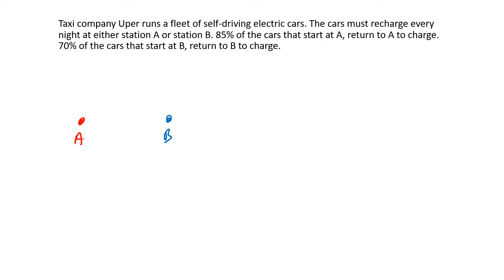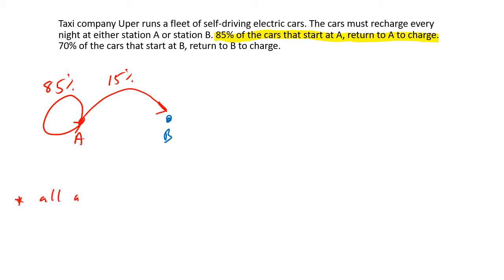And let's have a look at our first sentence. We said 85% of the cars that start at A return to A to charge. So starting at A, returning to A is 85% of the cars. Well, 100% of the cars must exist, so the remaining percentage must be going to B, from A to B, and that's 15%. And we can see that all arrows out total or sum to 100%.